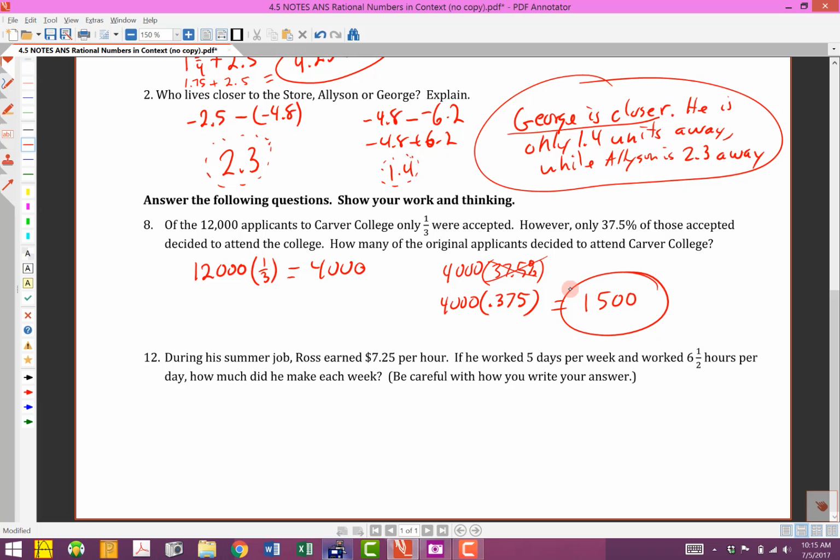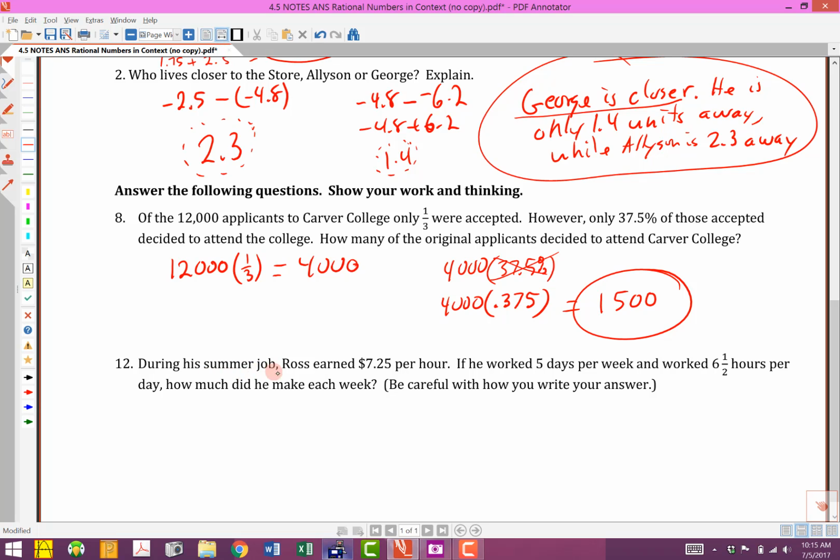Okay, so two-step problem there. We've mixed some fractions with some decimals and some percents. Really good thing to be able to do there. Let's take a look at this last one here. It says, during his summer job, Ross earned $7.25 an hour. So we've got a decimal right there. If he worked 5 days per week and worked 6.5 hours per day, how much did he make each week?